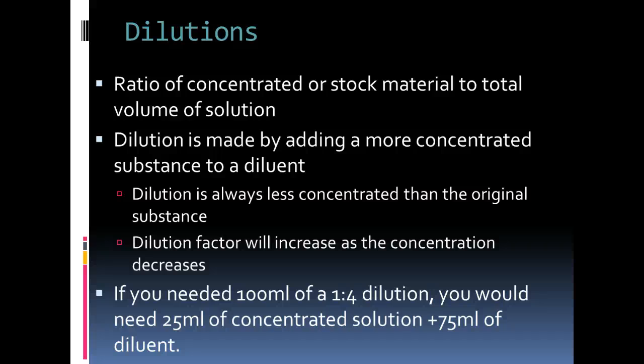So for example, if you need 100 mils of a 1:4 dilution, you would take 25 mils of a concentrated solution and 75 mils of a diluent such as water. Your total parts is 4. Okay, so 1:4, 4 would be your 100 mils and 25 is your 1. So total of 100, and 25 of it would be your concentrated solution.